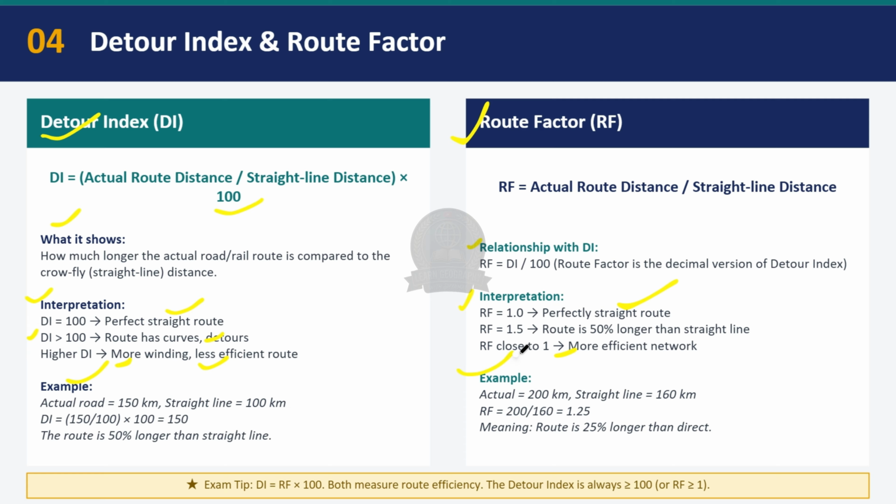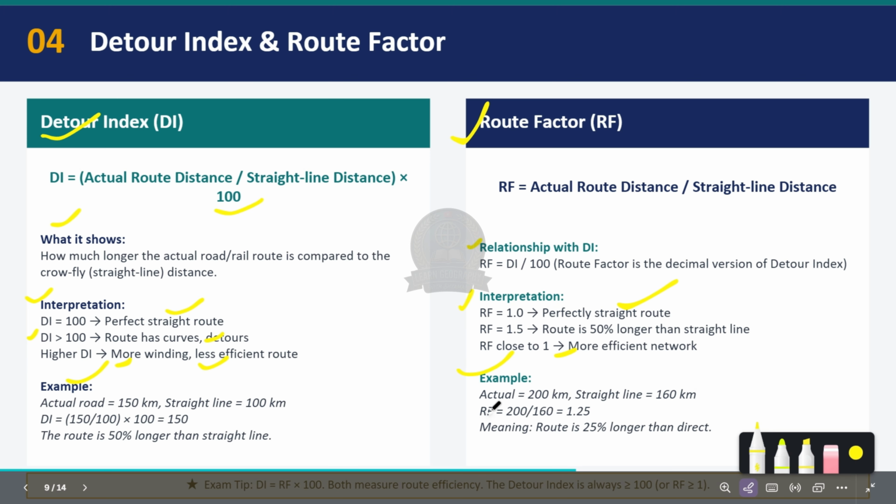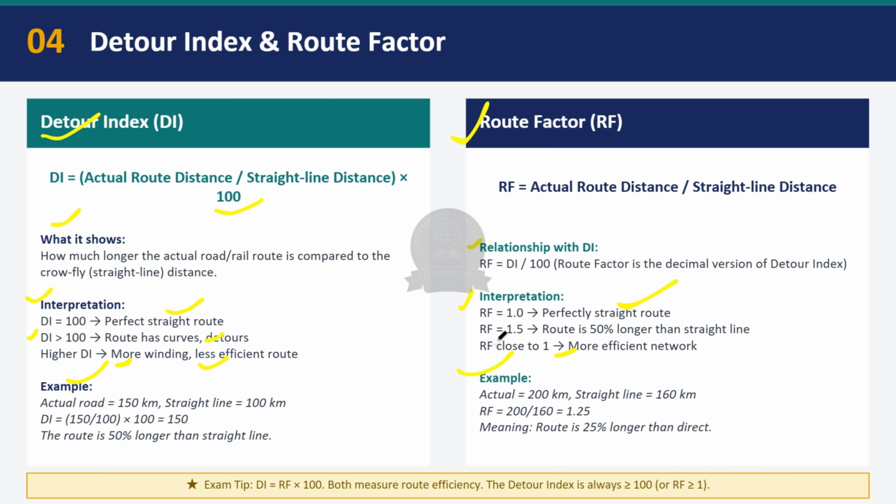For example, if the actual distance is 200 km and the straight line is 160 km, then the route factor will be 200 divided by 160, which is equal to 1.25. That means the route is 25% longer than direct. DI is equal to RF into 100, and both measure route efficiency. The detour index is always more than or equal to 100, and the route factor is always more than or equal to 1.